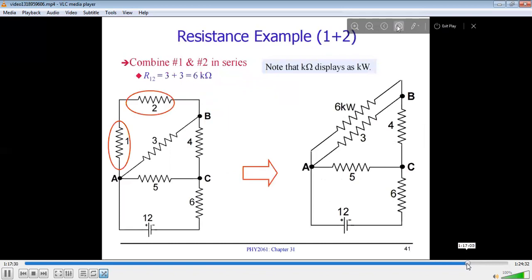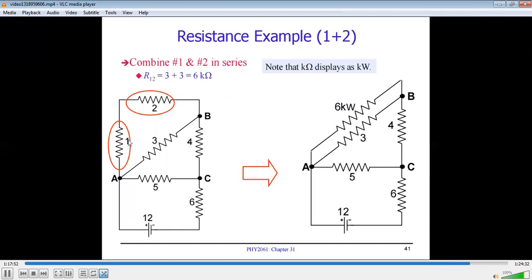So R12, in series connection, is just the sum of the two resistances: 3 plus 3 equals 6 kilo ohm. This converts to a single 6 kilo ohm. But this 6 kilo ohm and the 3 kilo ohm third resistance are in parallel connection.